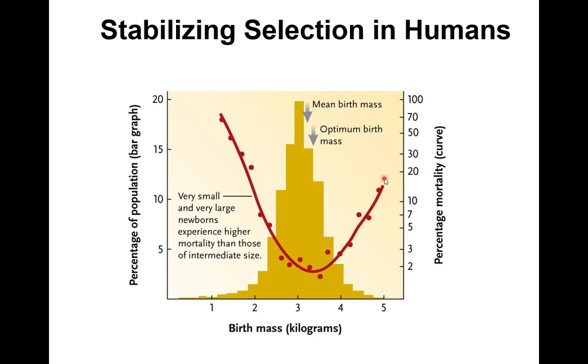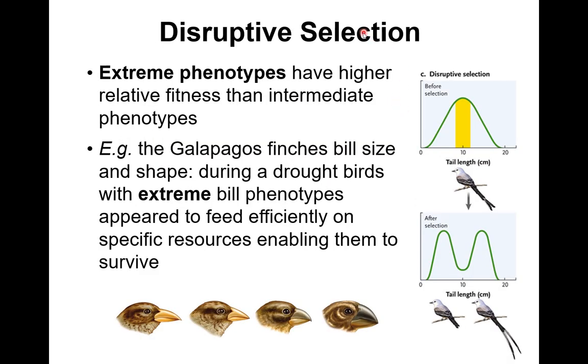So this is fine in modern countries where you have the technology to keep the premature baby alive, or to do the C-section, but in other countries this can be a big problem, as you can imagine. So the last type of natural selection is called disruptive selection.